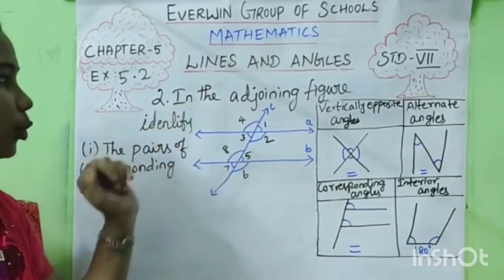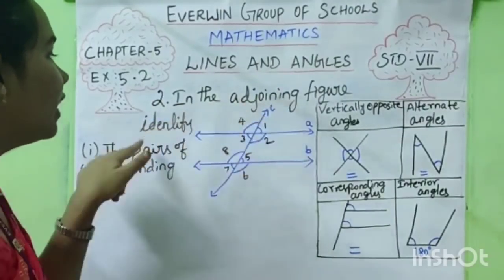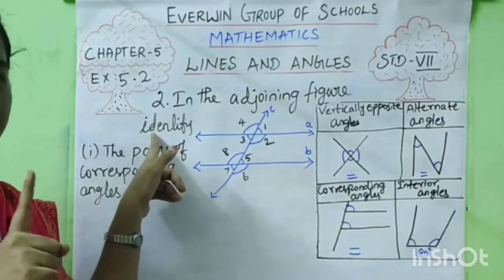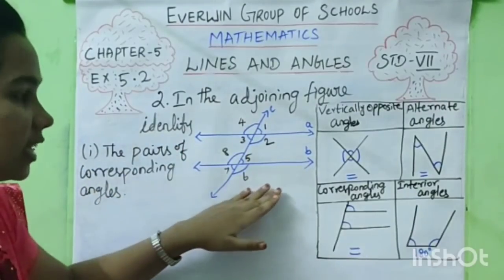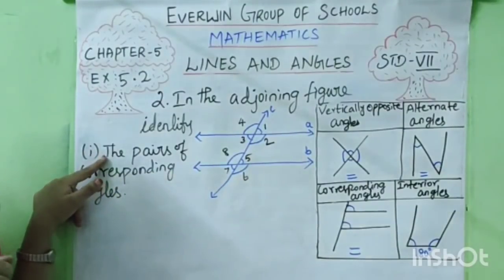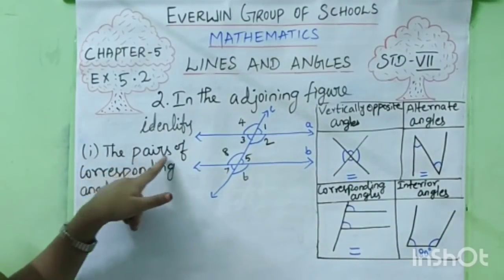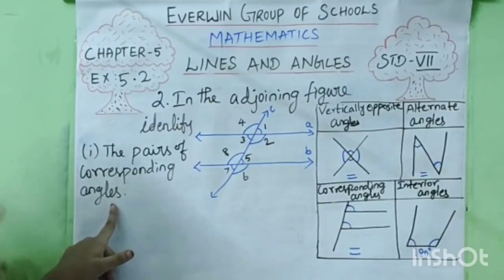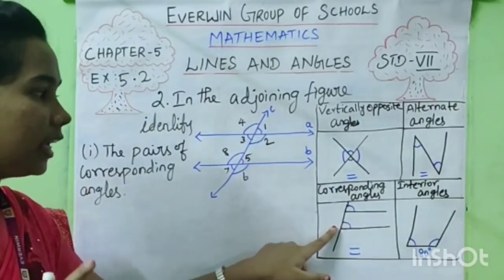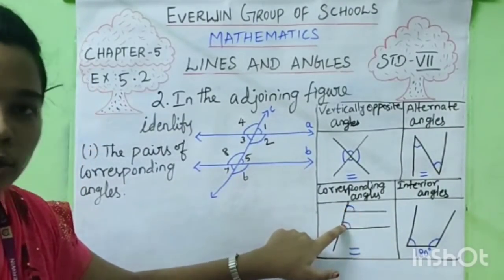Next, problem number 2. In the adjoining figure, identify, there are 4 subdivisions. So first let us see the first subdivision. Okay. So this is the figure they have given. Okay children. So what is the first subdivision? The pair of corresponding angles. We should find a pair of corresponding angles. Corresponding angles means how it will be? It will look like F and this angle is corresponding to this angle.